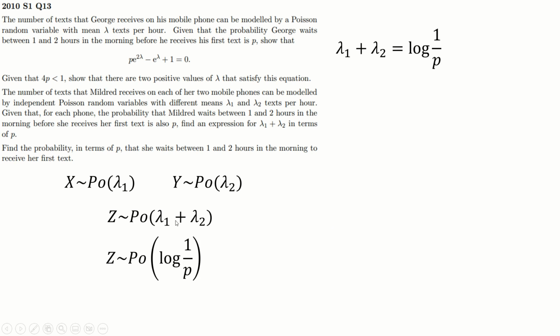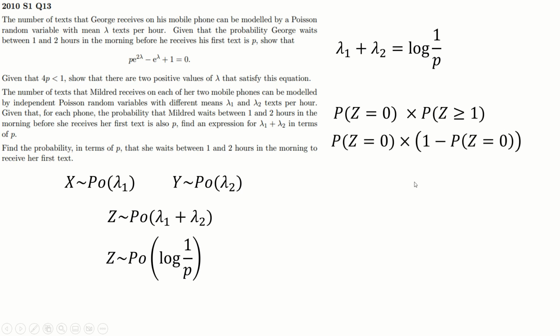So what we'll do, of course, we know because they prepped us for this, lambda 1 plus lambda 2 is this thing here. And we can just do the same thing we did at the very start, which is we need 0 texts in the first hour, and then we also need at least 1 text in the second. That's the same as 1 minus no texts. P of z equals 0 is, again, e to the minus lambda times lambda to the n, but n is 0, so that goes away, over n factorial, n is 0, so that goes away. So this just turns out to be e to the minus lambda again.